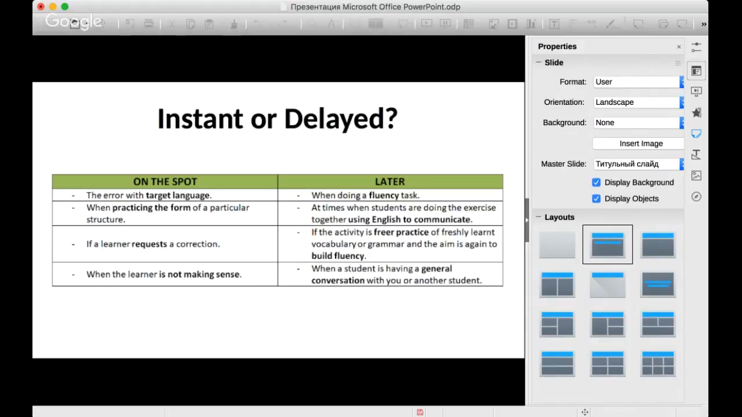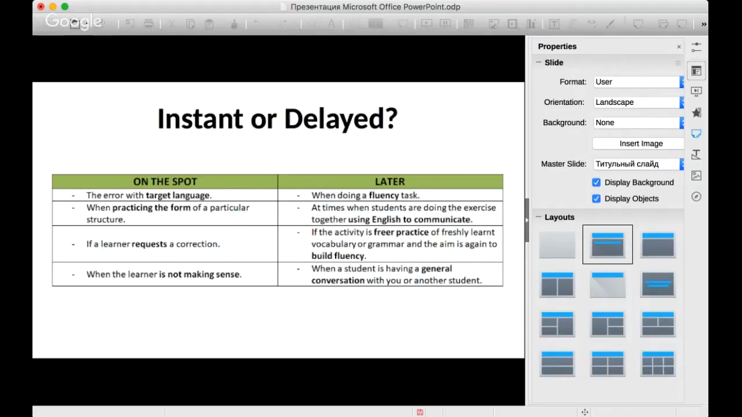In other cases, we need to choose the delayed error correction. So when you're focused on the fluency and when your students need to practice some new grammar, yeah, and it's some kind of free practice of freshly learned grammar or vocabulary, and your aim is to work on their fluency. And if students have general conversations with you and with other students, so if they're just speaking about some films that they watched and so on.